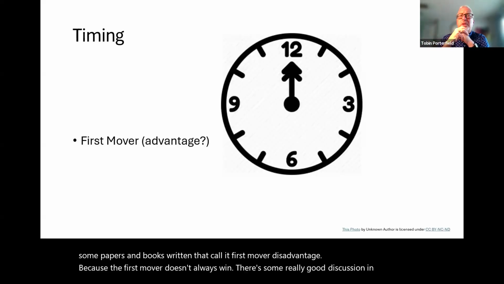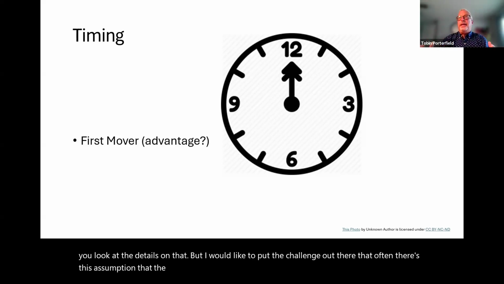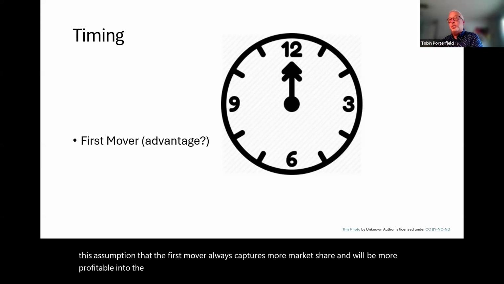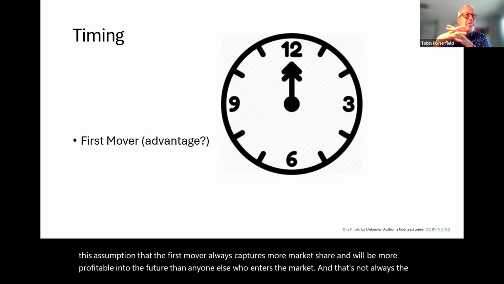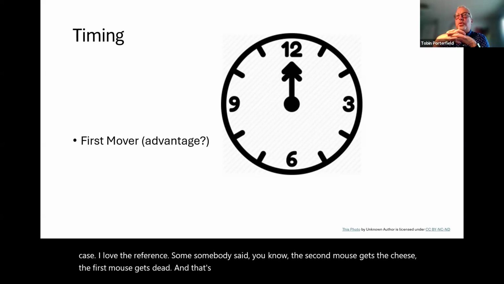I'll let you look at the details on that, but I would like to put the challenge out there that often there's this assumption that the first mover always captures more market share and will be more profitable into the future than anyone else who enters the market. And that's not always the case. I love the reference. Somebody said, the second mouse gets the cheese, the first mouse gets dead. And that's what often happens with a first mover.